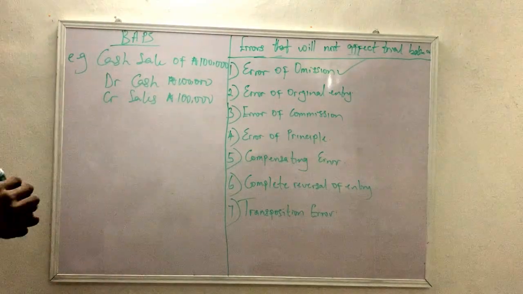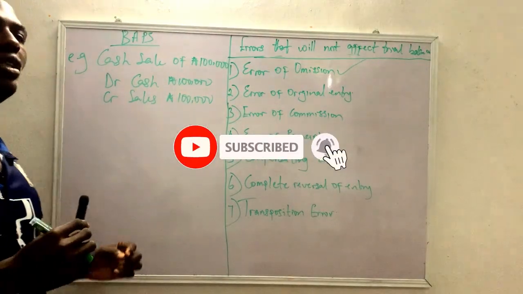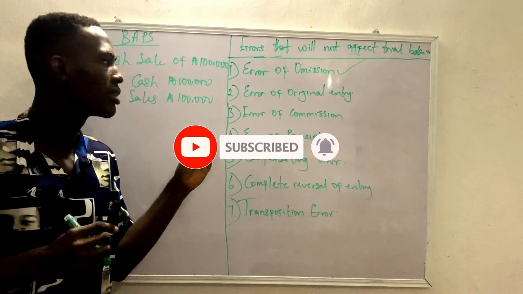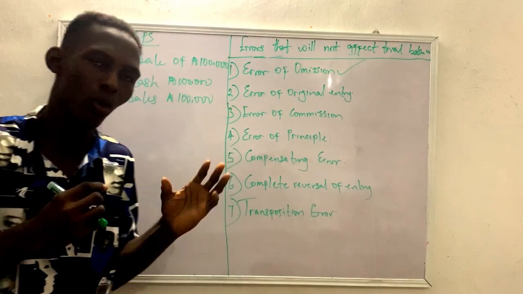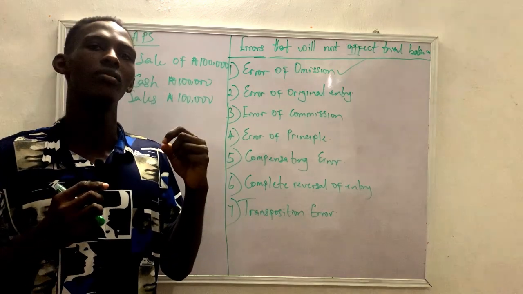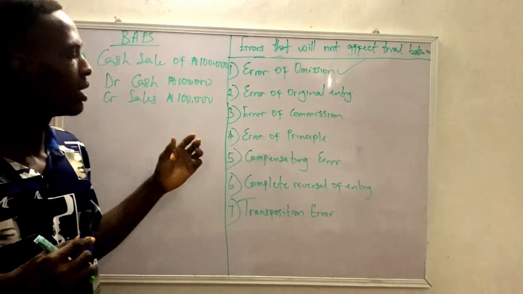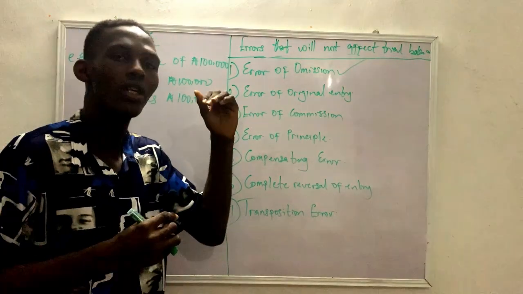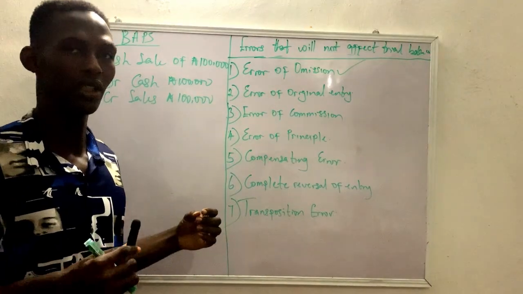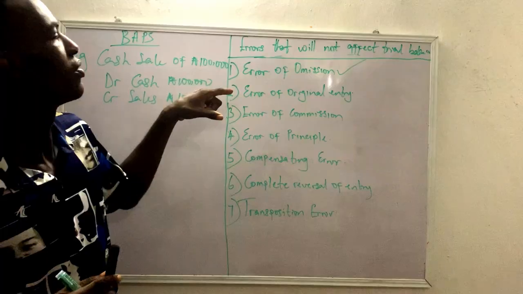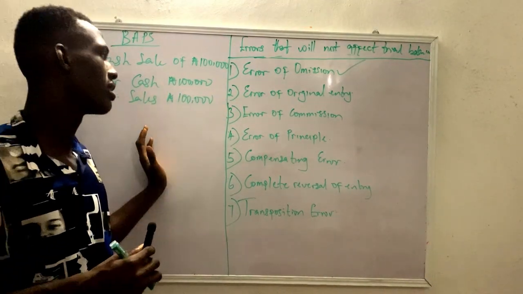Error of original entry. Look at the word: error of original entry. So this is the type of error that starts from either the source document or what? Original entry. Another name for original entry is day book or subsidiary book. So this is when you record the wrong amount, or you can say wrong figure, into the book of original entry. You understand? So the error here is from the book of original entry, not necessarily the ledger. You understand? So how do we correct it?